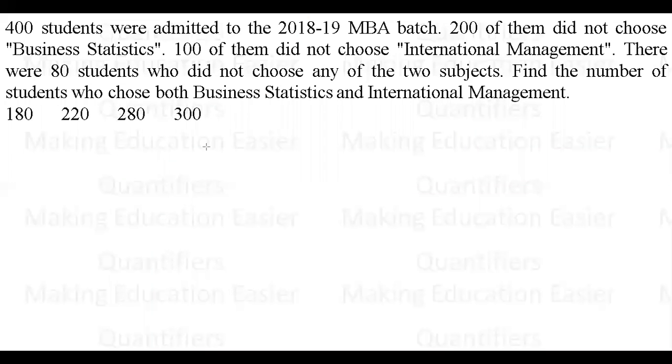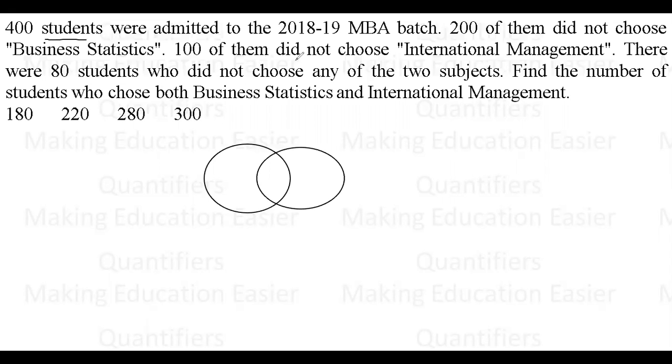So let me draw the Venn diagram. If you are clear with the concept of Venn diagram, you could have done this question without making a Venn diagram also. But just for the convenience of everyone, I am telling you with the help of diagram. So it is given that 400 students were there. 200 of them did not choose business statistics.